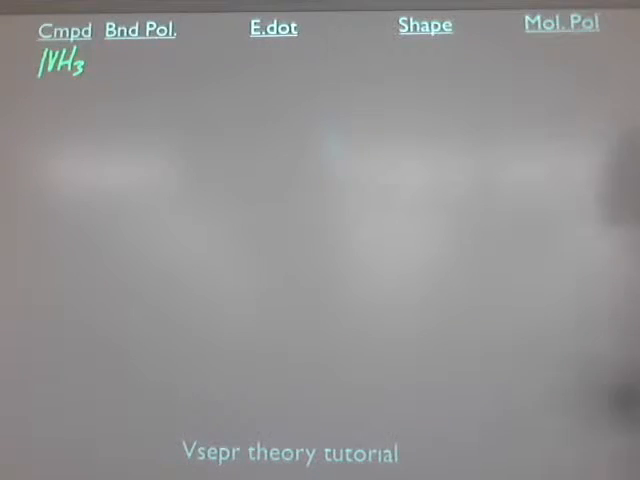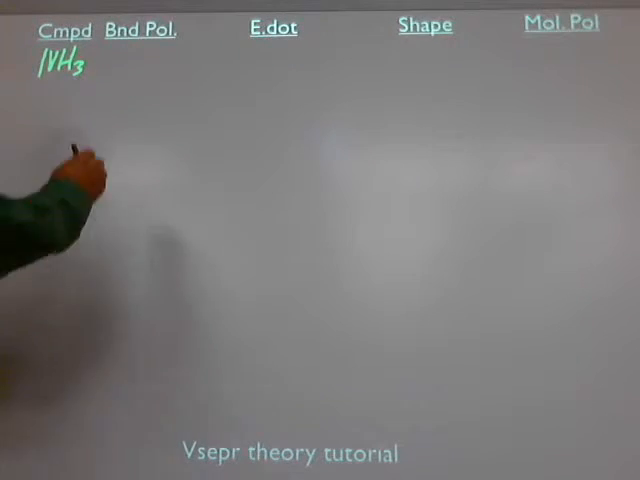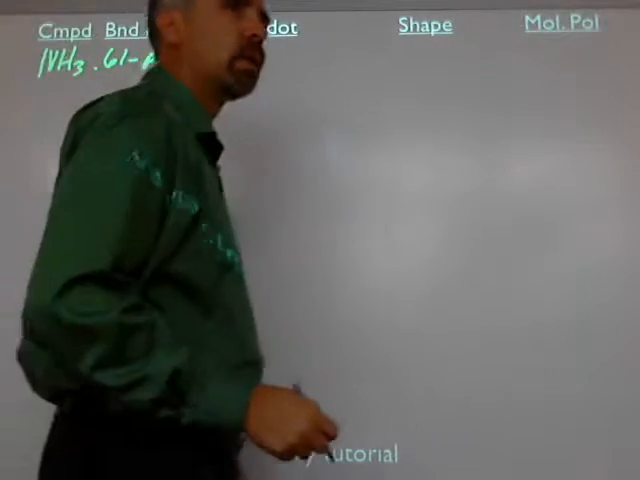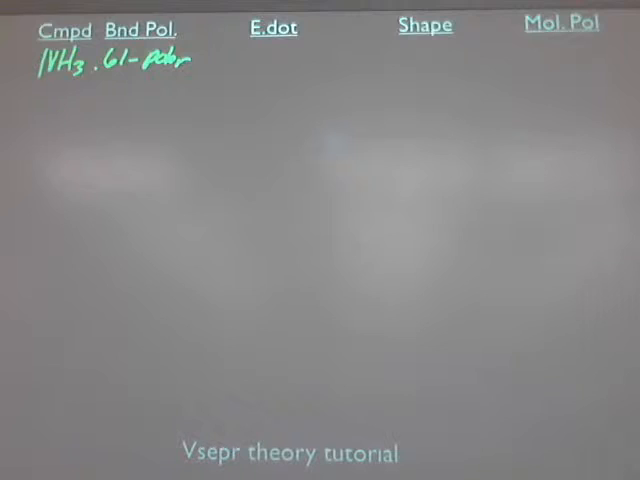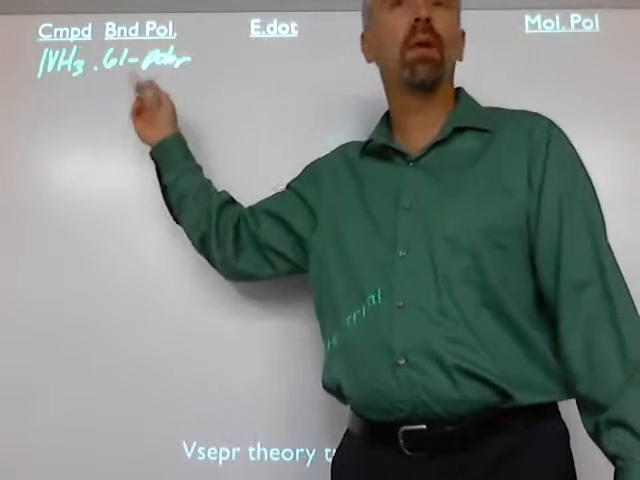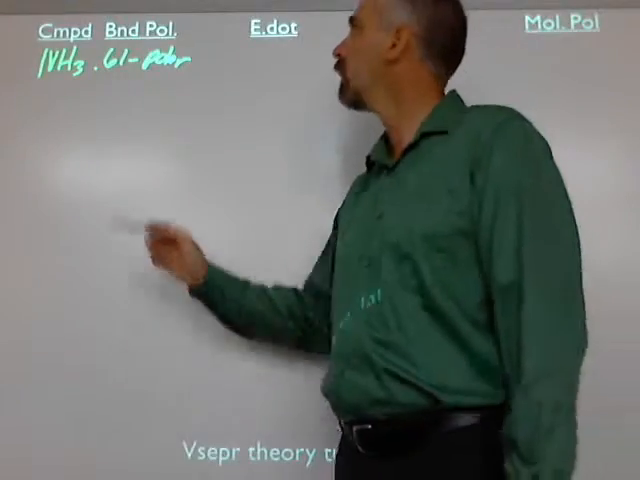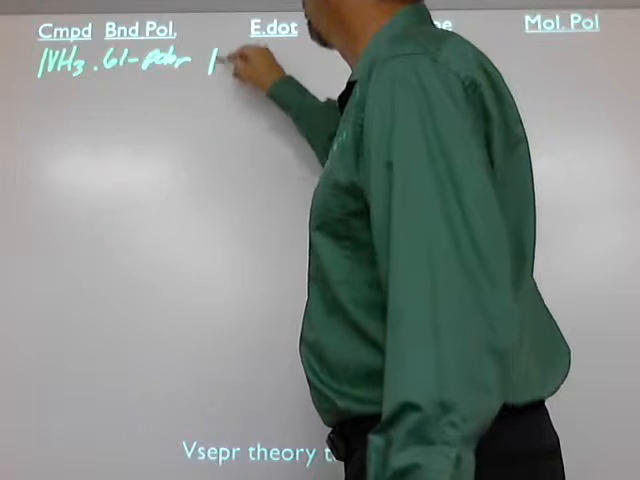Now, if I draw NH3, I first look up N and H, and subtract their electronegativities. What do I get? 0.61, which makes it polar. We had a lot of compounds that were polar. I did not do one that was only nonpolar, because if I did, what would my answer have to be over there? Nonpolar.